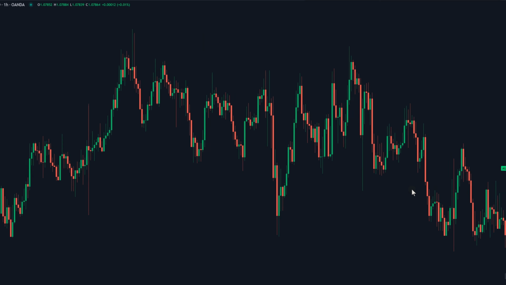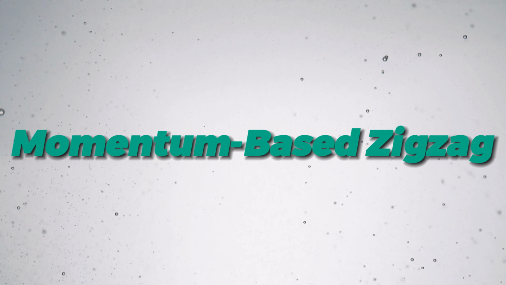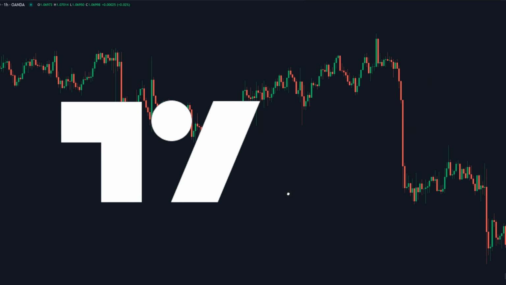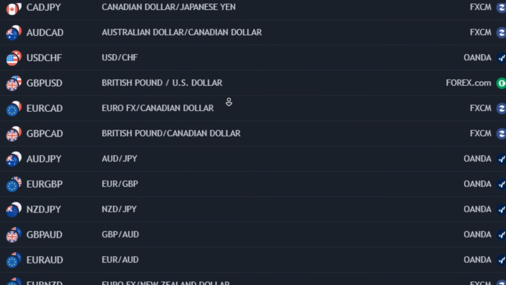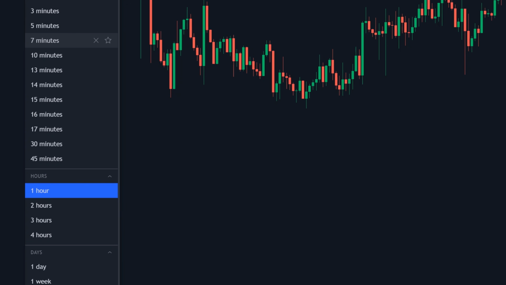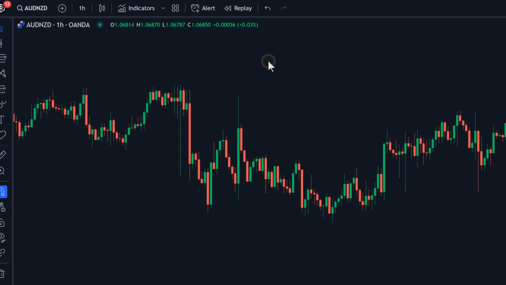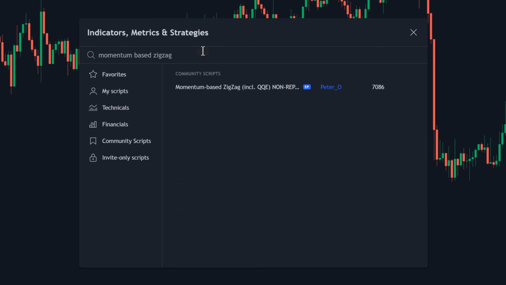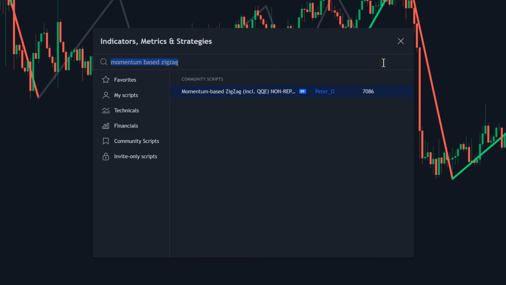Let's get into it. Now, the buy and sell indicator that we're talking about is called Momentum-Based Zigzag. To add it to your chart, you're going to go to TradingView. Then load whatever forex pair or trading security that you like. For me, I'm going to be using the 1 hour time frame of AUD NZD. Then open the indicator search tab and type in Momentum-Based Zigzag. Select this one by Peter_O.